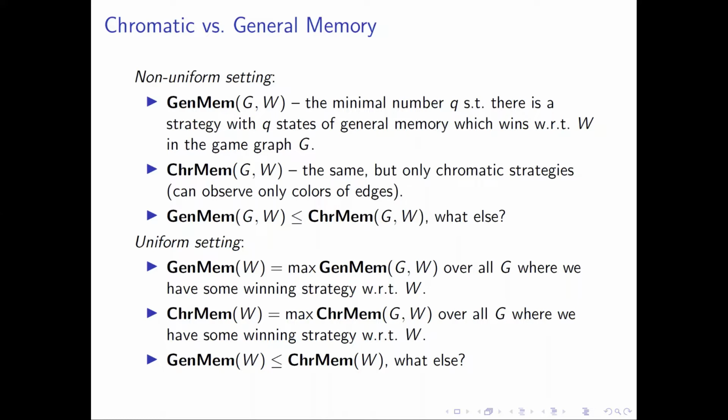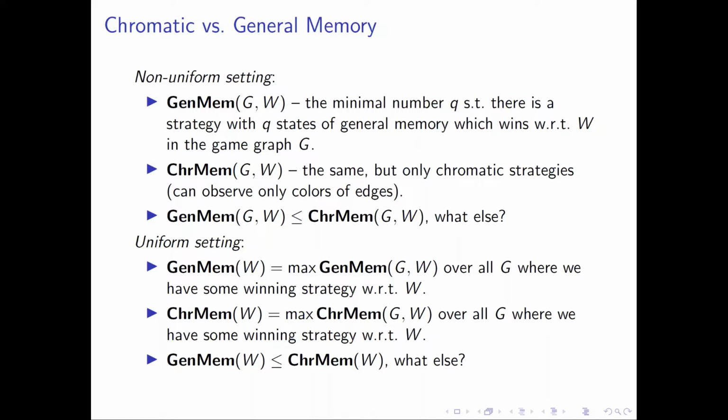And then we consider the maximal overall size G of general memory of G and W. So basically, general memory of W is the minimal Q such that whenever you have some winning strategy with respect to W in some game graph, you also have a winning strategy with at most Q states of general memory, which is winning also.